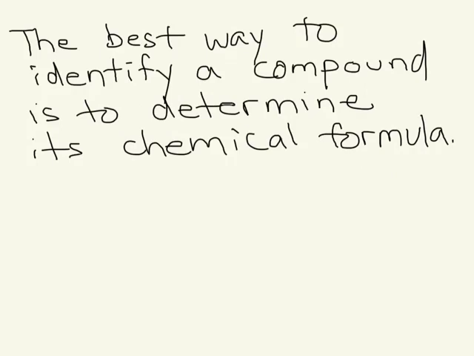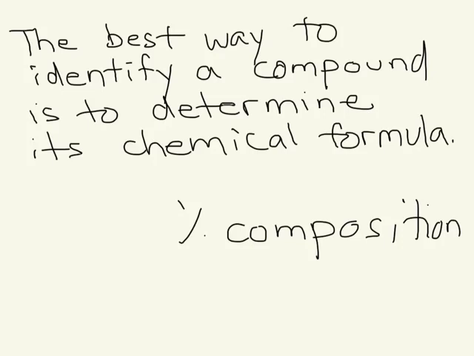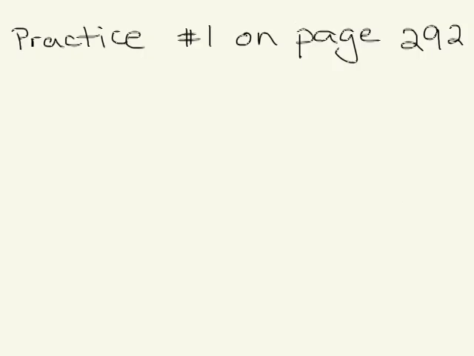So the best way to identify an unknown compound is to determine its chemical formula. So how do we do that? Say chemists have an unknown compound. Well, they would maybe put it through a combustion analysis apparatus, and then they would get the percent composition. From the percent composition, we can then calculate what the empirical formula is and eventually the molecular formula, which will then identify the compound and then we will know its properties.